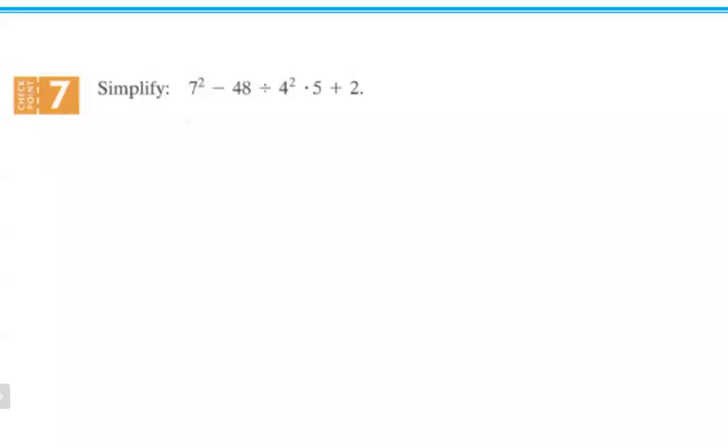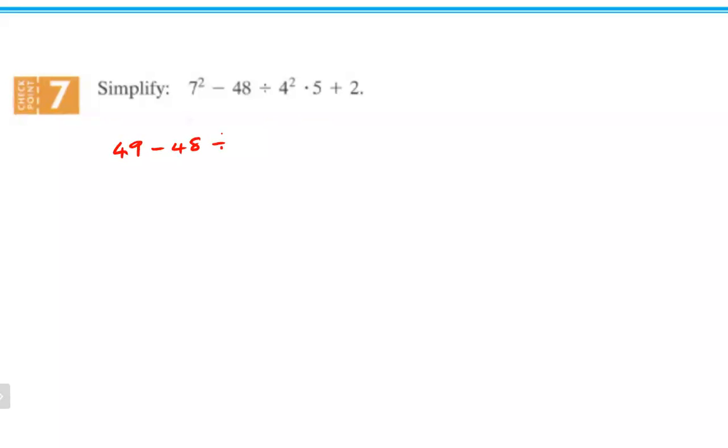Okay, do I have any volunteers? I'll go. Oh, sorry. The first person was Miss Pratt, so you can go ahead, Miss Pratt. Okay, so we have to do all the grouping symbols first. So we'll do 49 minus 48 divided by 8 times 5 plus 2.